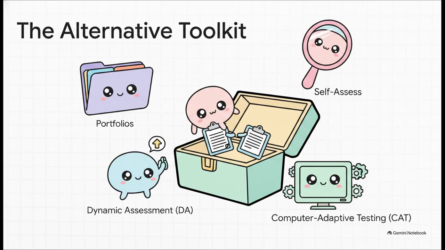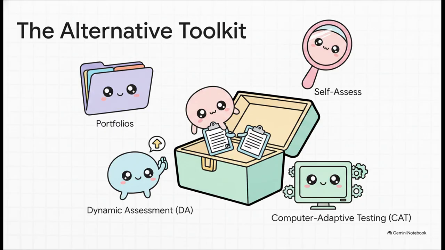Portfolios require students to physically compile drafts and reflections over months. It's great for showing multidimensional growth, but it suffers from massive selection bias since students only submit their highlight reel. Self-assessment checklists promote amazing autonomy, but research constantly shows beginners overestimate their skills.